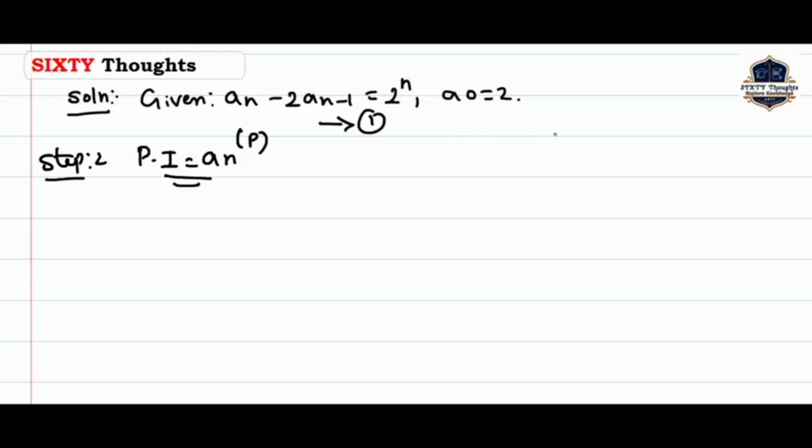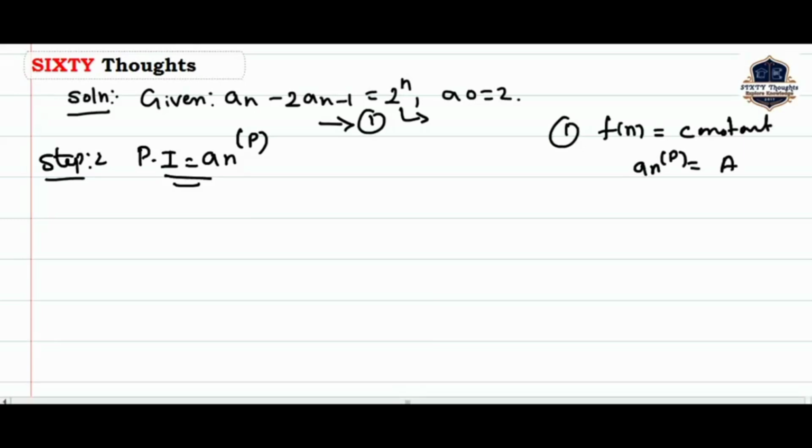First, how to verify type 1? We consider f of n, the right hand side. So f of n is always a constant. If you get f of n as a constant, we consider a_n^(p) equal to a constant, A_0 only. But in this problem, this is not a constant value. So we are not using type 1.